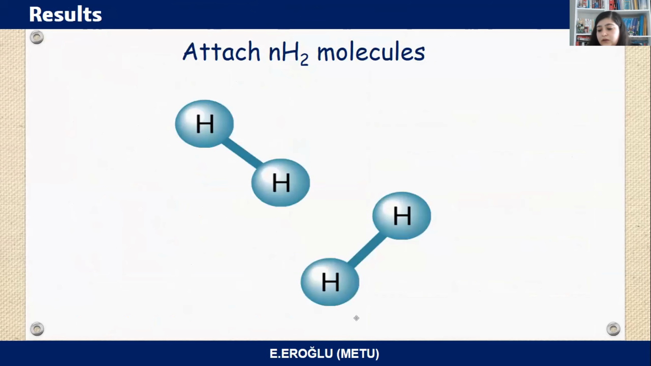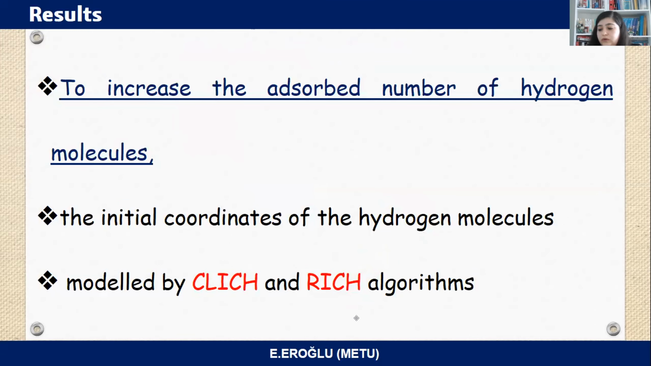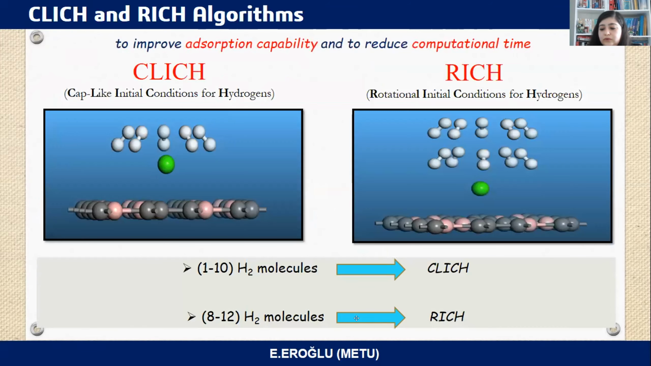And then, to research the hydrogen storage capacity of our systems, we attach from 1 to 10 hydrogen molecules on the layer. To increase the absolute number of hydrogen molecules, the initial coordinates of the hydrogen molecules were modeled by two algorithms. To improve the absorption capability and to reduce the computational time, we use these two algorithms. Here, I want to give some information about these algorithms.